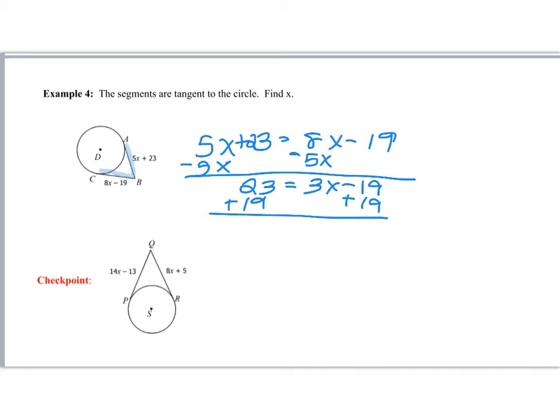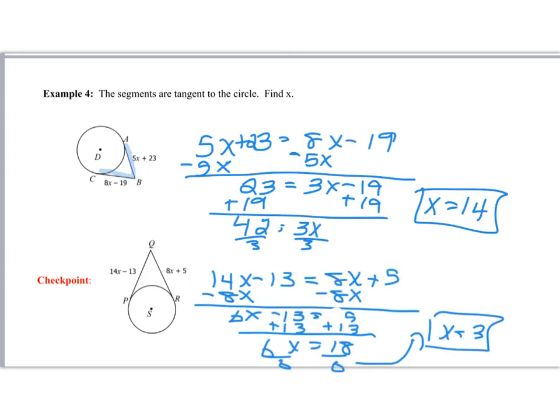And when you add 19, you get 42 equals 3x. Divide by 3. And therefore x equals 14. All right, so go ahead and give the other one a go. As soon as you think you have the answer, turn it back on. So pause the video. And the answer is x equals 3.